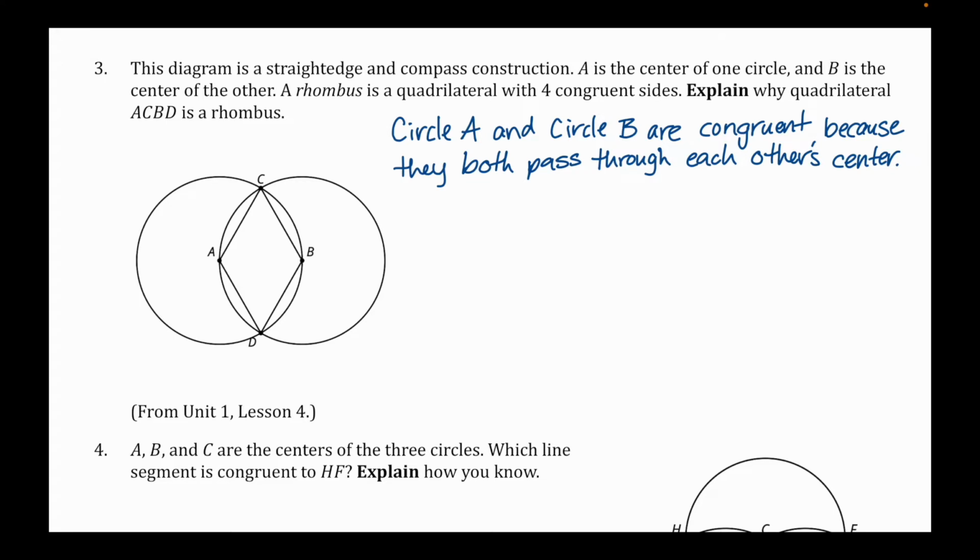So now that we're saying that A and B are congruent, we can actually identify that we have AC and AD as radii of circle A, and that BC and BD are radii of circle B. And we know all radii of one circle are congruent to each other, and since these 2 circles are also congruent to each other, that means all 4 sides. So let's write that down in some words that make sense.